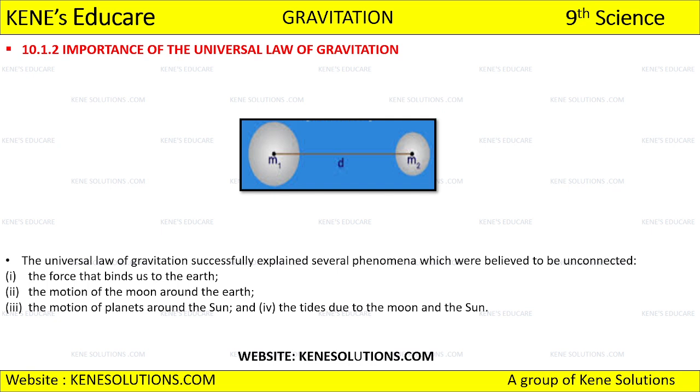And the third part is the motion of the planets around the sun. Now we all know that the sun is in the center and all the eight planets keep on revolving around the sun. So how is this motion of the planets around the sun possible? That is again because of the gravitational force. And lastly, the tides due to the moon and the sun. Why are they occurring? That is again because of gravitational force.